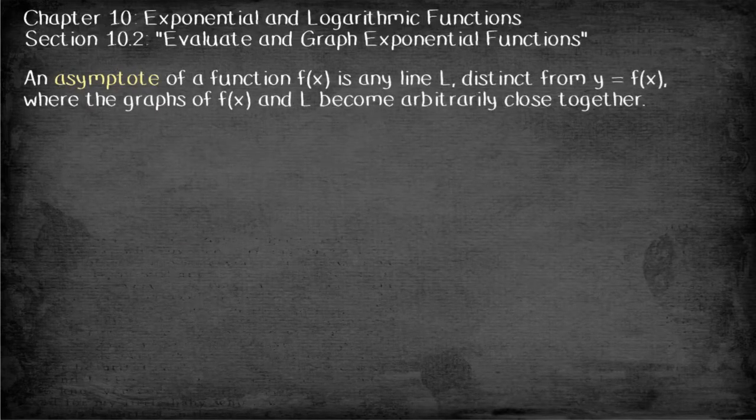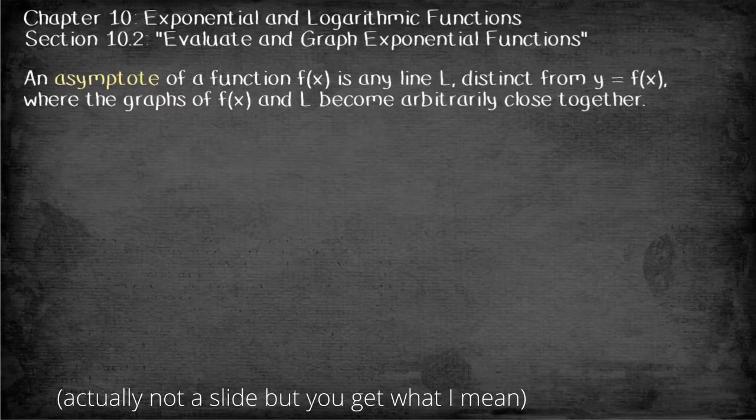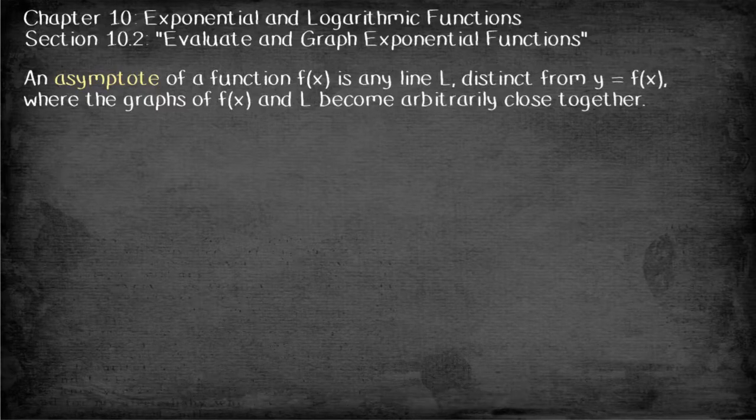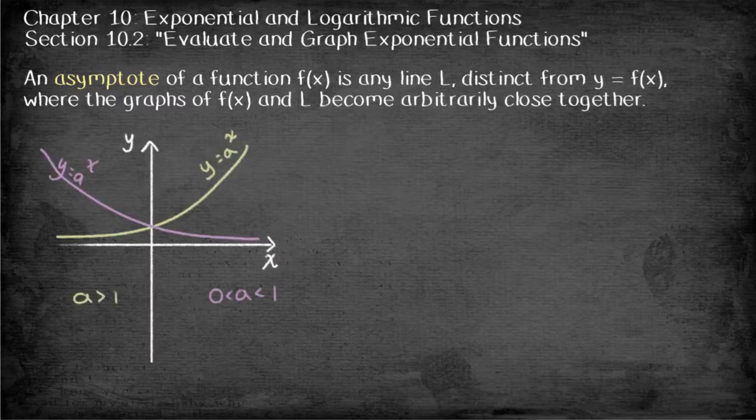So this thing that I mentioned in the other slide, asymptote, is just a line that is distinct from the function you have, and the graphs of the line and your function become arbitrarily close together. What that means is they get closer and closer and closer to one another. And so in the case of exponential functions, the x-axis satisfies that. You can see that these two functions go towards the x-axis, but they're never going to reach it.